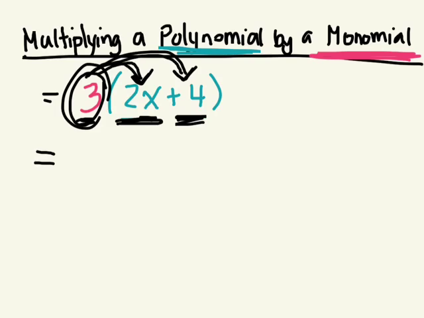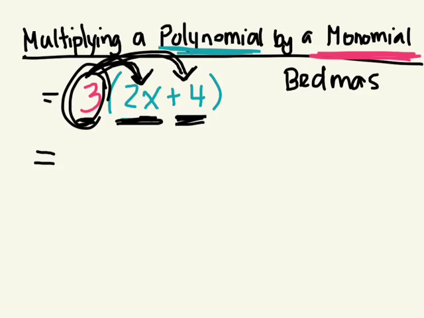Why can't we simplify what's inside our bracket? According to BEDMAS, brackets come first, right? Can I solve what's inside my bracket? Can I do 2x plus 4? Why not, Bianca? Because we don't know what x is, and we can't add unlike terms together.